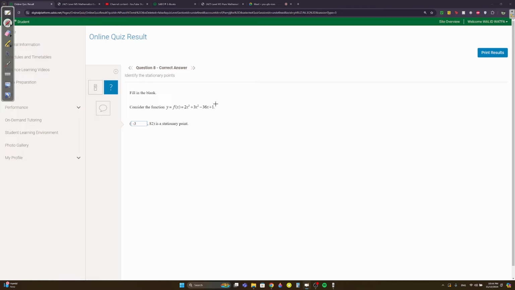Okay, question 8. Over here they want the stationary point, so you just equate f prime of x equals 0. F prime of x in this case is going to be 6x squared, because 2 times 3 is 6, then the x term, 1 times 1 is 36, and the constant doesn't get derived.